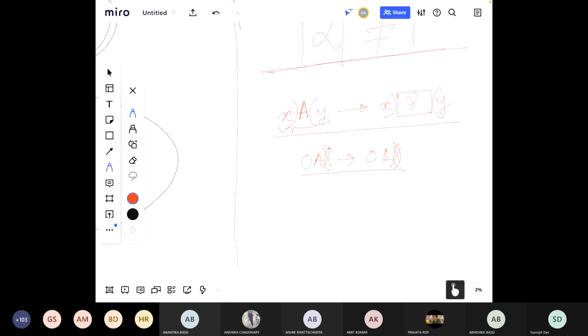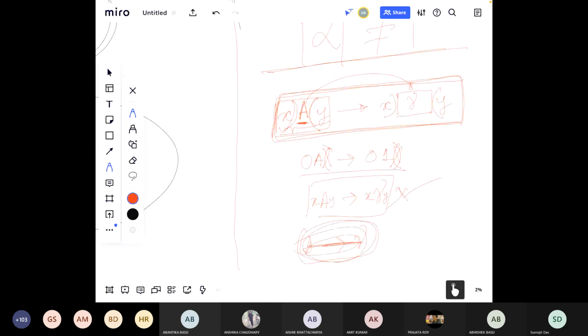Only left context. But since I'm generalizing this algebraically, as a requirement for a grammar to be context sensitive, I say that A is a non-terminal and it has a left context of x and a right context of y. Only when it has these contexts does A get reduced to gamma. So A goes to gamma is no longer a rule. Rather, xAy goes to x gamma y is a valid rule.